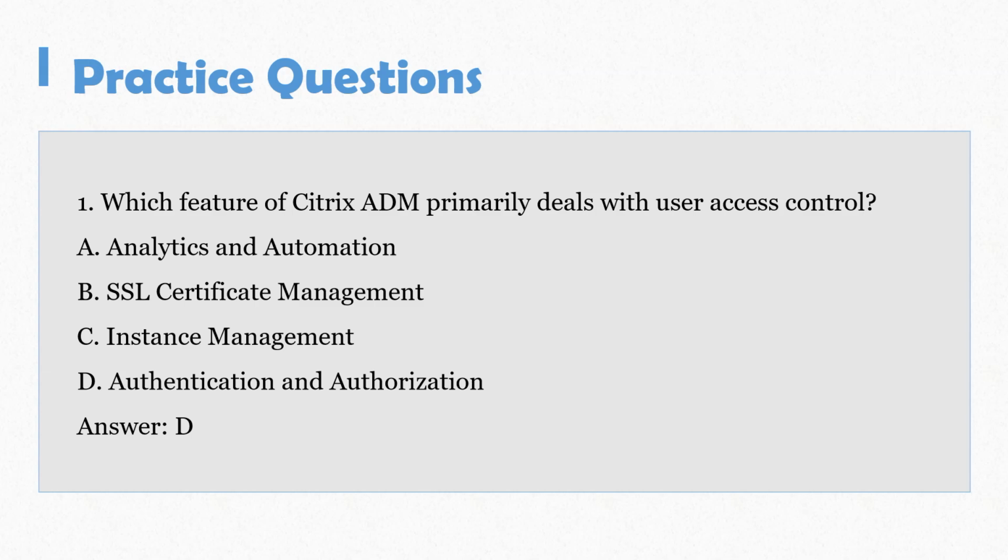1. Which feature of Citrix ADM primarily deals with user access control? A. Analytics and automation. B. SSL certificate management. C. Instance management. D. Authentication and authorization. Answer: D.